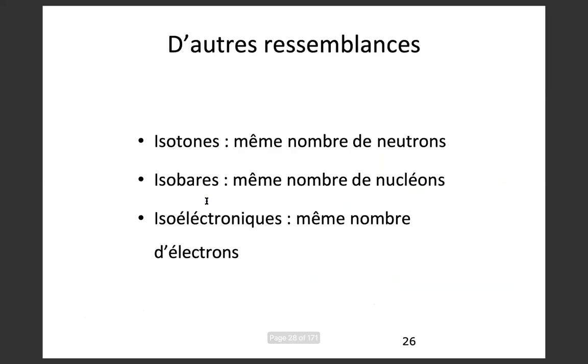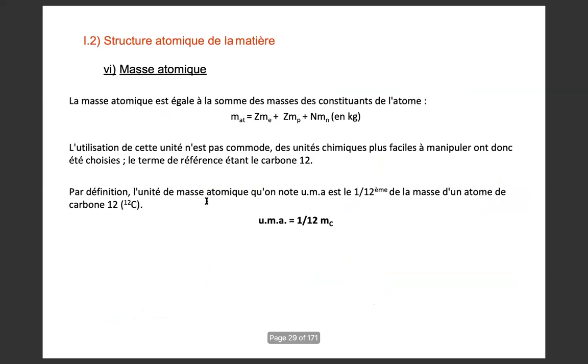Then we have what you call isotones, the same number of neutrons; isobars, the same number of nucleons; isoelectronic, the same number of electrons. Then we have the definition I'm talking about, Mutale, is this one now. So we're saying the structure of the atom is made up of the mass. The mass is the sum of the electrons, even though it's negligible, plus the protons, plus the number of neutrons, which gives us the atomic mass.